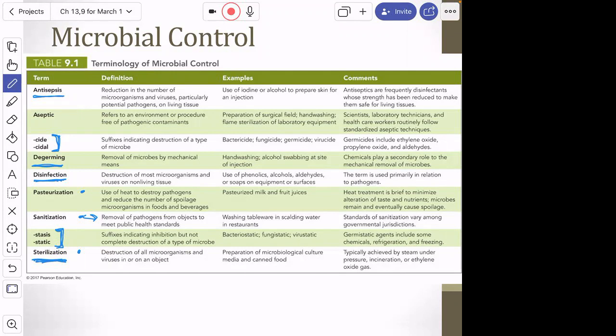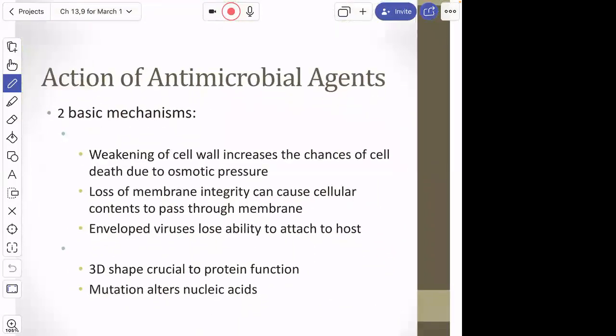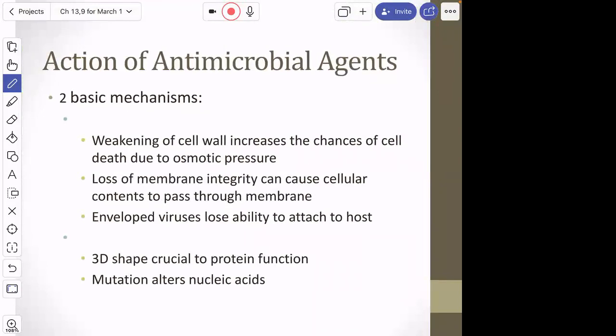All right, so we'd like to think about how these actions are actually killing microbes, and there are two basic mechanisms. Sometimes an antimicrobial method will do everything, and sometimes we don't exactly know. But the two most common are that either the cell walls and cell membranes are going to be altered.